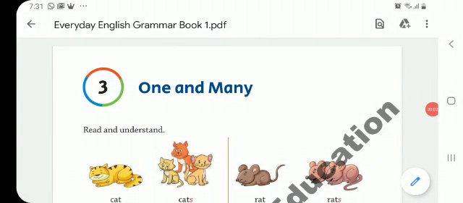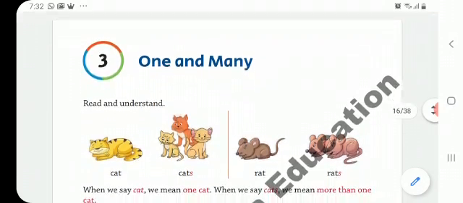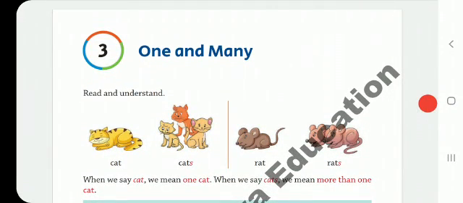Hello students, in the previous two grammar lessons we had learnt about letters and words and naming words. Today we are going to learn a new concept of one and many. When I say one, it means something that is single, and anything that is more than one is considered to be many. The other words that we use for them are singular and plural.